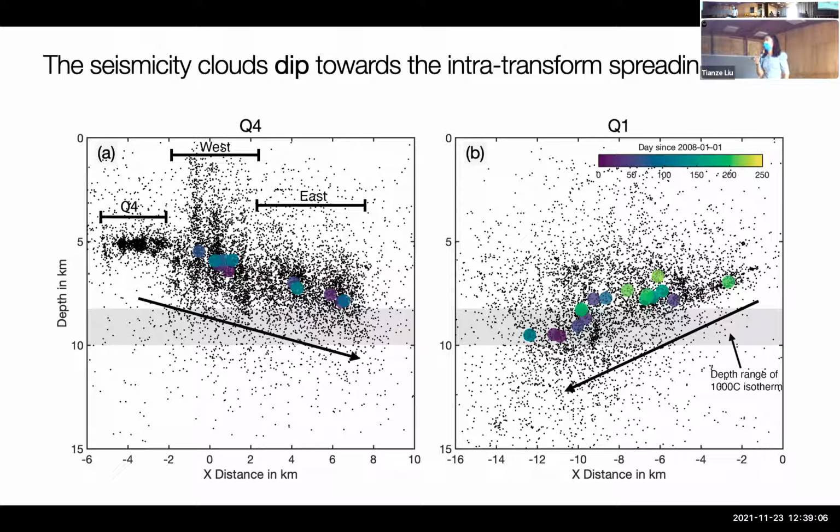However, if we plot the isothermal structure on top of this seismicity distribution, we see that the 1,000 degree isotherm is located within these seismicity distributions. This is unlikely because 1,000 degrees Celsius is too hot for brittle deformation. There should be other mechanisms that cause the diffuse seismicity in this inter-spreading center.